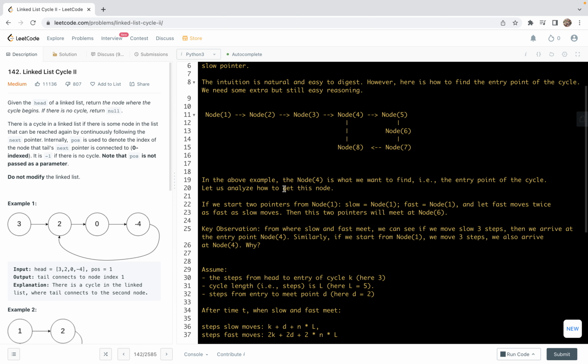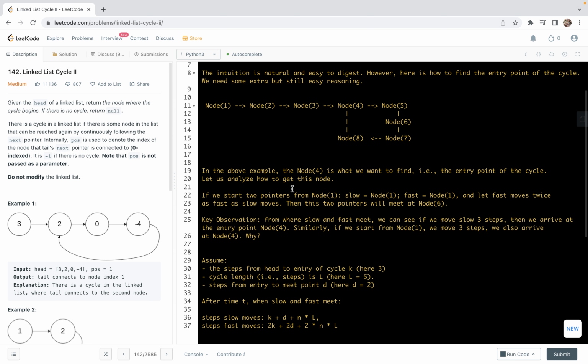In the above example, as we mentioned, node 4 is what we want to find. So let's analyze how to get this node. Actually we can start two pointers. One is slow, let's start from node 1. Similarly, fast, start at node 1. And then we let the fast pointer move twice as fast as the slow pointer moves. Then these two pointers will meet at node 6.